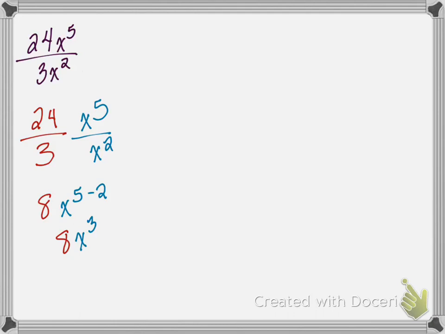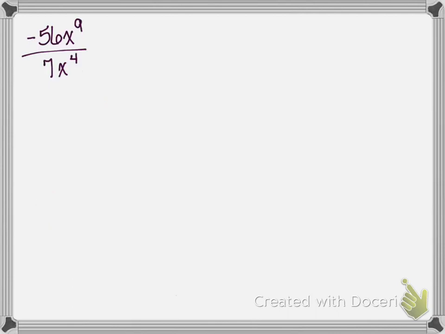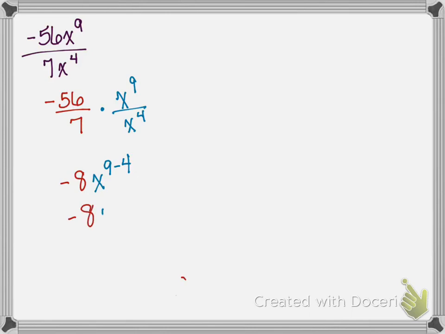Our next one has a negative number, so you do have to remember your properties of positive and negative numbers. Here I am dividing negative 56 divided by 7, and x to the 9th divided by x to the 4th. Negative 56 divided by 7 is negative 8. Then I have x to the 9 minus 4. So my final answer there is negative 8x to the 5th.